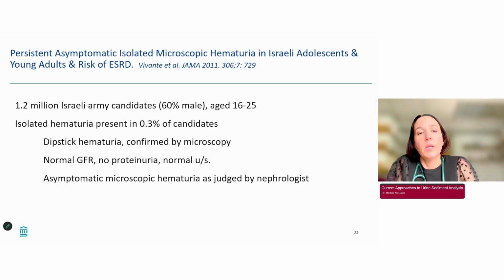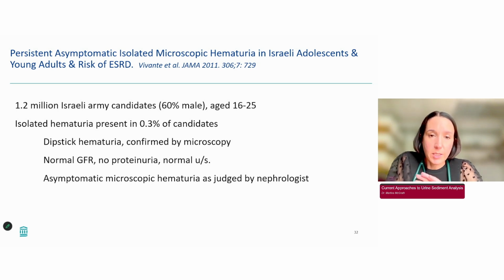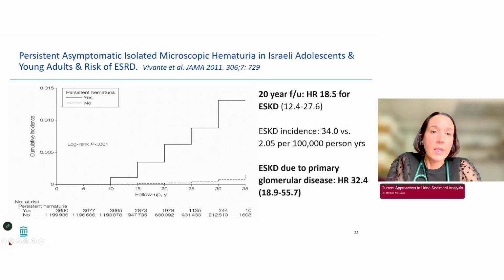And so those that had GFR abnormalities, albuminuria, structural abnormalities, these were all excluded from this particular cohort. And the follow-up of this study was over the 20-year follow-up in these young people.